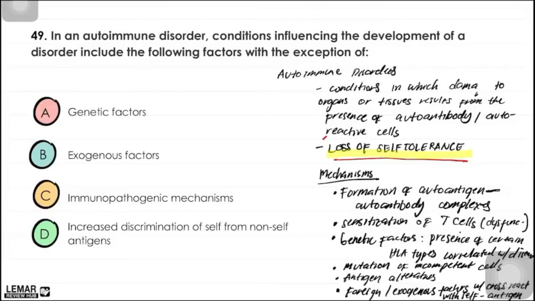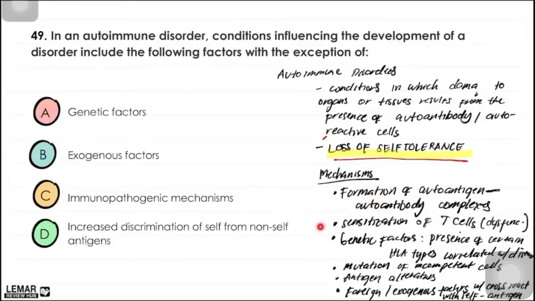Okay, so autoimmune disease presents a loss of self-tolerance. It cannot discriminate self from non-self. So you don't recognize that the antibody is yours, or that the antigen came from you. We have different mechanisms that explain the loss of self-tolerance in autoimmune diseases, and these are the following. Number 1, formation of autoantigen-autoantibody complexes. Then sensitization of T cells which are dysfunctional.